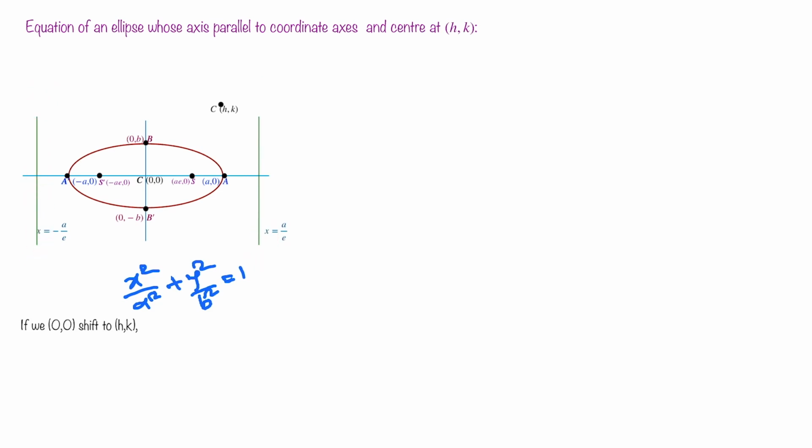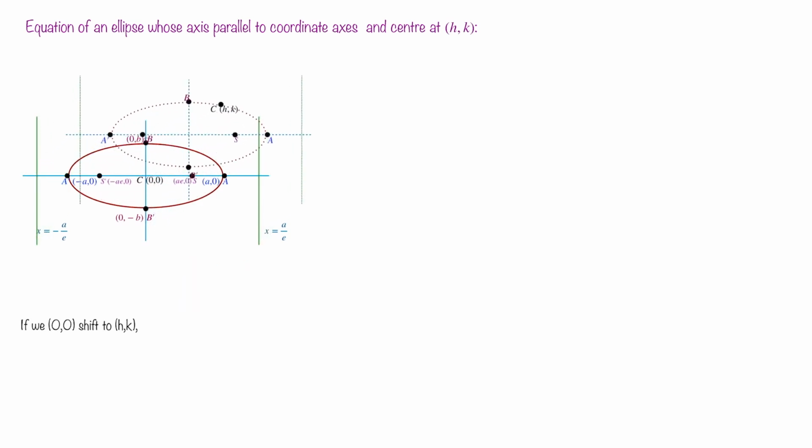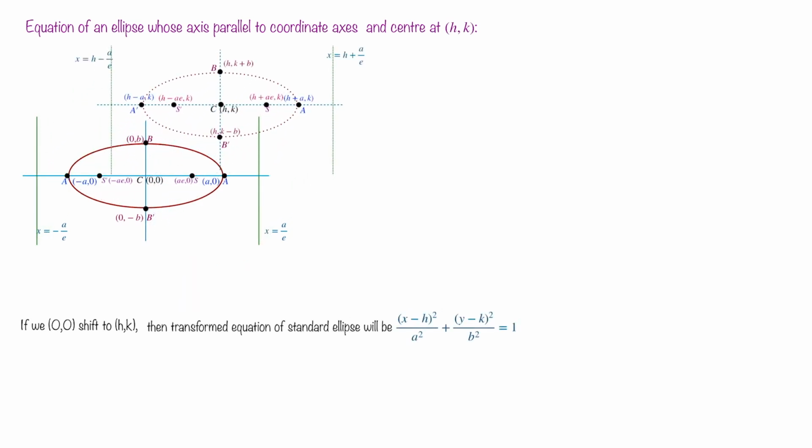We know these things. Now, if we shift the center (0, 0) to this location (h, k), then the transformed equation of this ellipse will be (x minus h) whole square by a square plus (y minus k) whole square by b square equal to 1. This is the transformed equation. This is the ellipse equation whose center is at (h, k), and whose axis is this horizontal line, whose equation will be y equal to k.